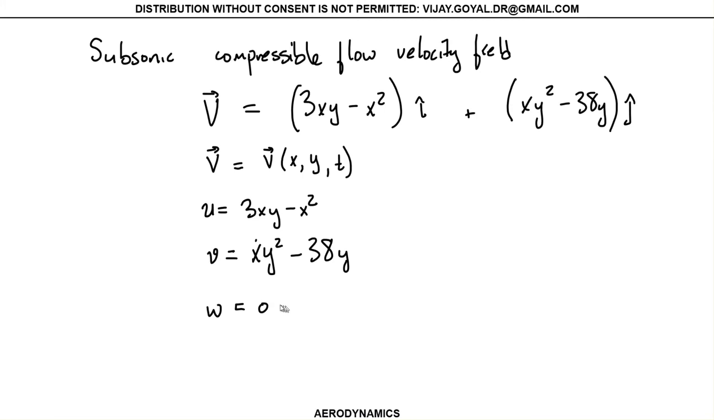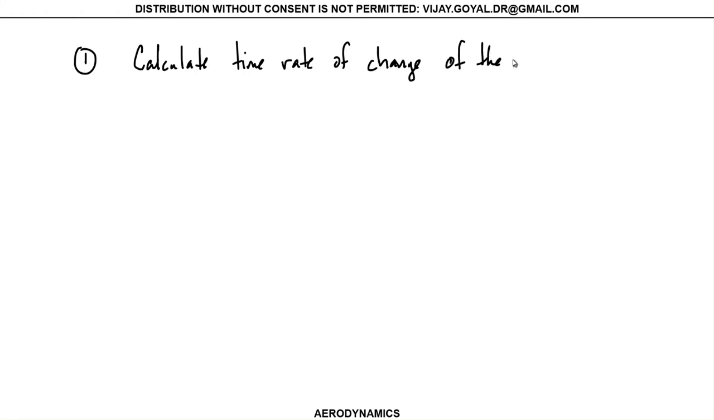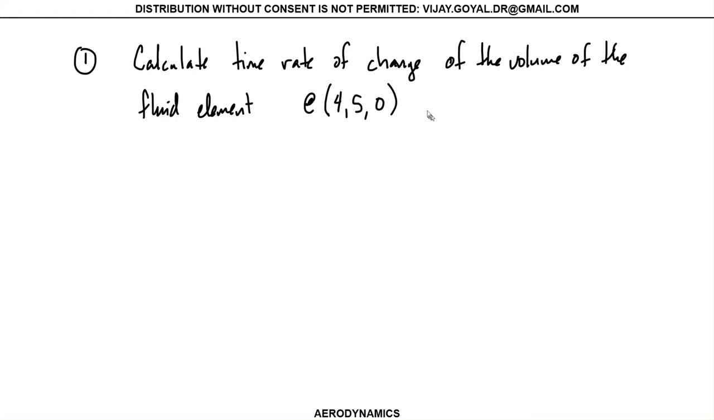And what you're asked in this particular problem, you're asked a couple of things. The first question you are asked is to calculate the time rate of change of the volume of the fluid element at the location 4, 5, 0, per unit volume. Okay, that's the first question.